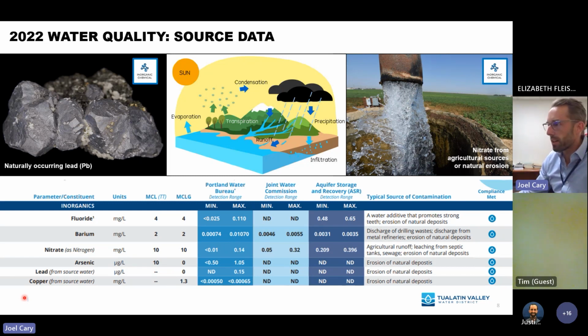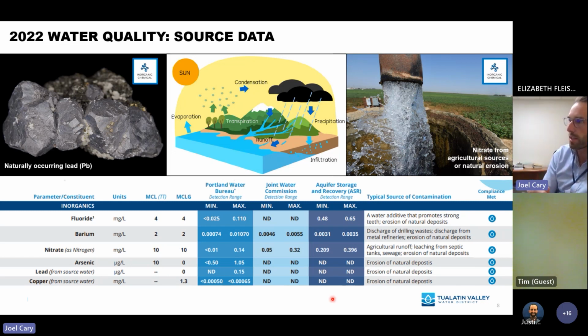We try and break it down to some of these basic things. If you can follow my cursor here, we break it down by source. So as we mentioned, the Portland Water Bureau, Joint Water Commission, and Aquifer Storage and Recovery. We do this because not all things are equal when you look at monitoring. And the way we start, at least, is the source water side of things. I want to point out that a lot of things we look for, a lot of things that get tested for in the world of drinking water are naturally occurring elements, right?